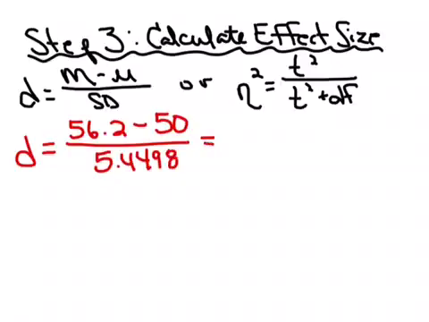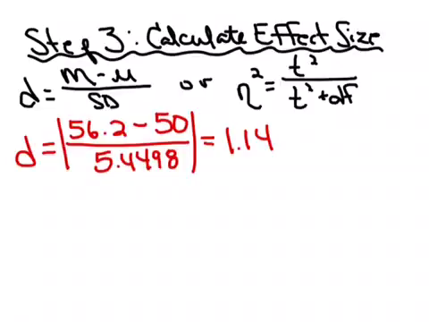Now, we always want to take the absolute value of Cohen's d. We report it as a positive, even if it's a negative. In this case, it wouldn't be, but it's always reported as a positive. If we calculate that out, I end up with 1.14.